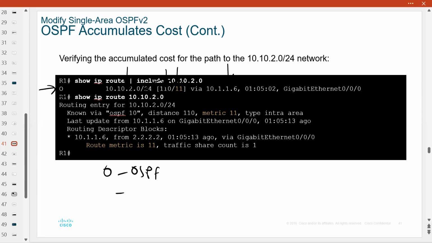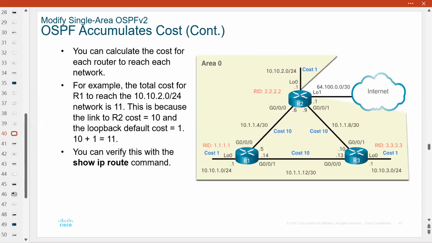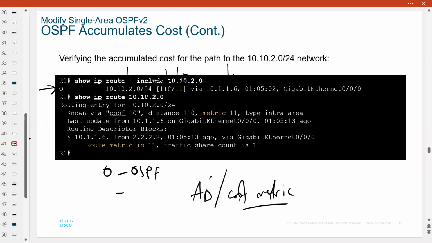So from these two values, here we have the administrative distance and the cost metric. The cost metric shows you the accumulated cost. So in this example we can see the accumulated cost being calculated is 11. And from the show IP route, you can see the value. That's where the metric 11 is popping up from. So this is all coming from the show commands.